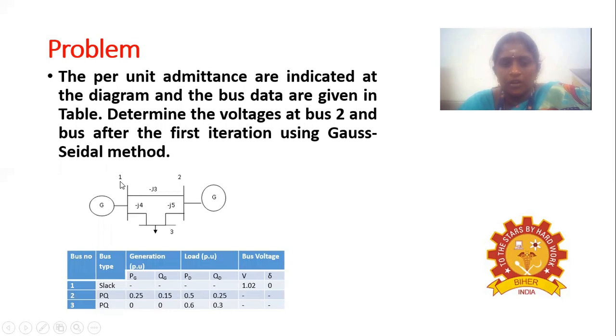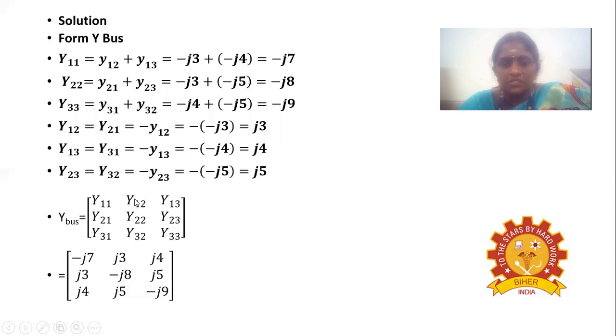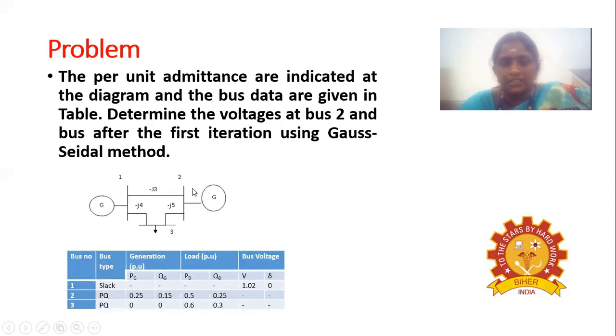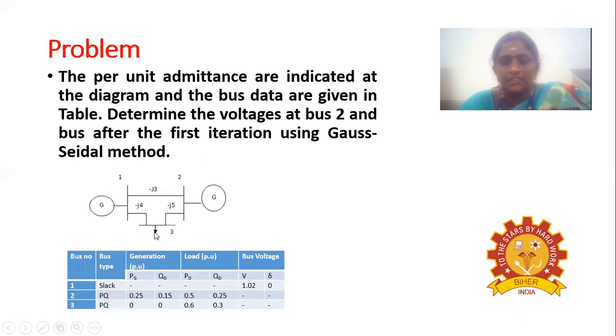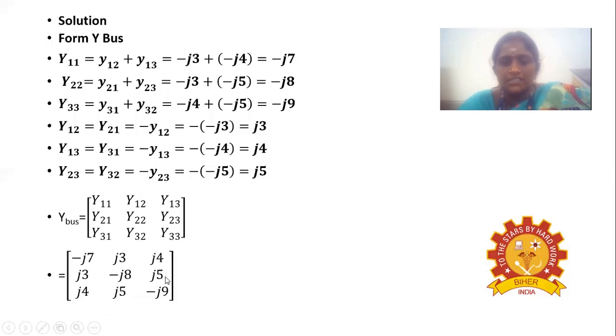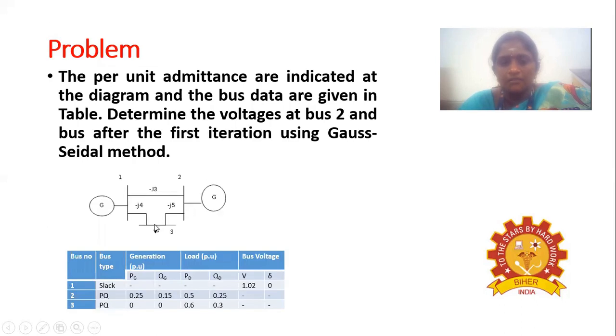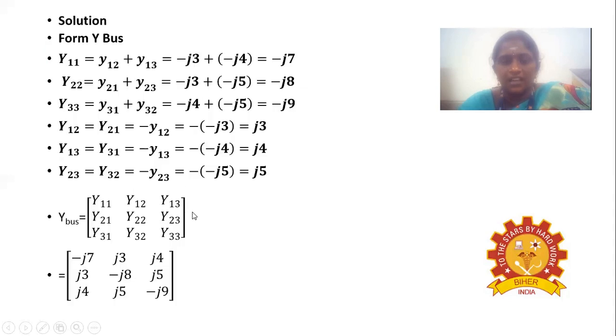Okay. So Y11 means sum of admittances connected to that bus. So here -3 and -4 are connected. So Y11 is -7. Y22 means -3 and -5 are connected, so -8. Y33 means -4 and -5 are connected, so -9. Okay. Then the off diagonal elements Y12, Y23 and Y31 are the negative of that value.